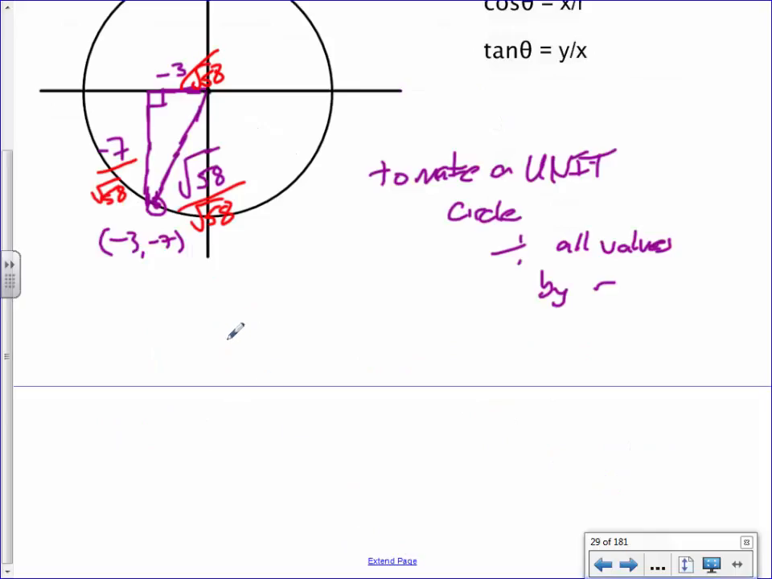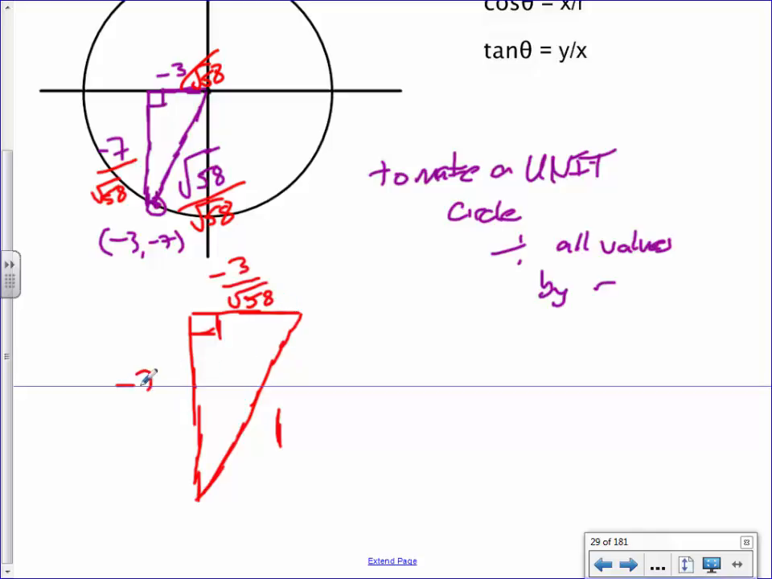I'm going to redraw this triangle now a little bit clearer because it did get a little messy there. So here's my triangle. The radius now, the hypotenuse, is root 58 divided by root 58. On purpose, we did this so that it would be 1. That makes sense. This value right here will now be whatever -3 divided by root 58 is. That's just a decimal number of some kind, right? And this value right here will be -7 over root 58. Again, that's just some decimal number. But now we've plotted this on what's considered to be a unit circle.